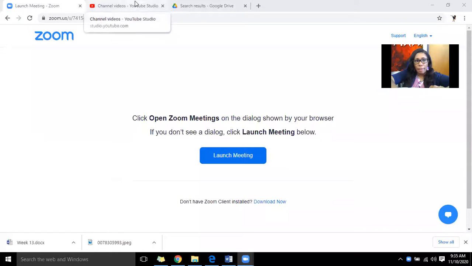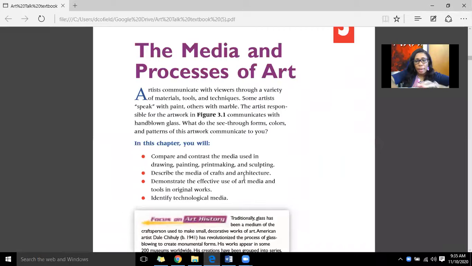We're going to continue moving on with our book assignments to learn more about the chapters and making sure that we're acclimated to the course. So let's get started. We're going to move today to chapter 3, and I'm going to share my screen with you. All right, we have covered chapter 2, so now we're going to move into chapter 3. And chapter 3 basically is learning about the media and processes of art.